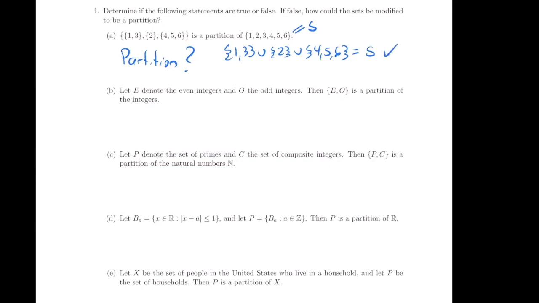So that checks out. We can check that none of these sets in the partition share any elements in common. This intersected with that would be the empty set, this intersected with that would be the empty set, and so on. So they are disjoint. And none of the sets are empty. So that satisfies all of those conditions. They're all subsets of the original set. So that's a yes. Good. Any questions?